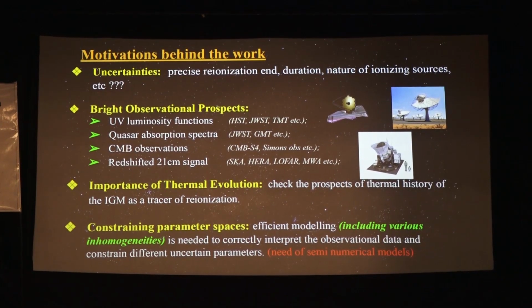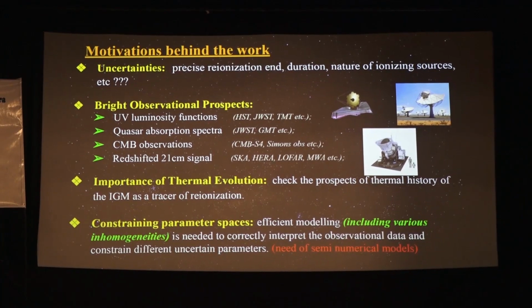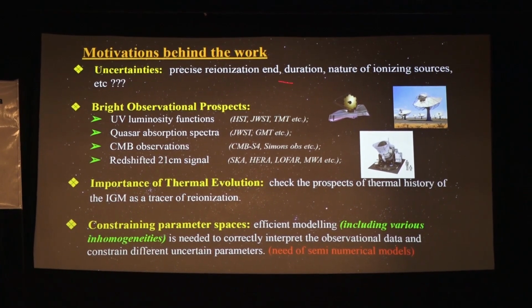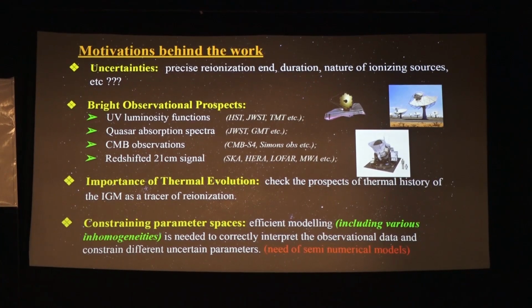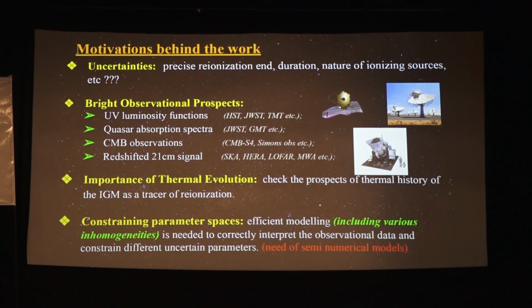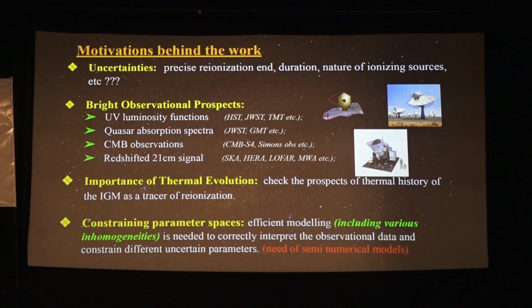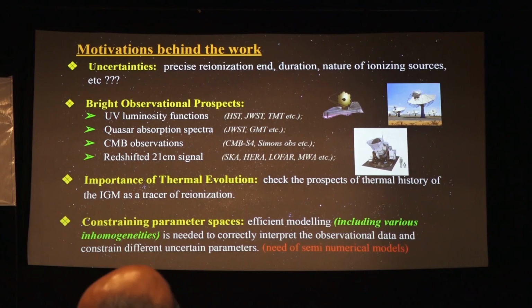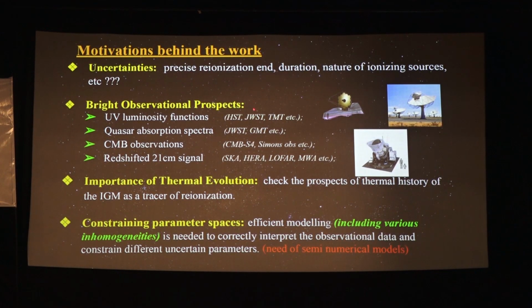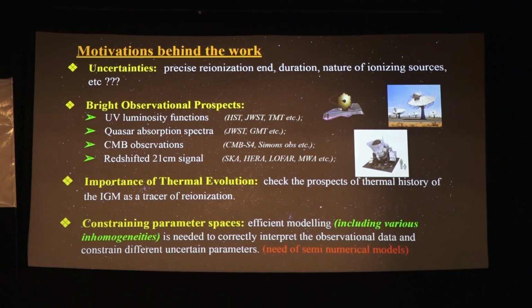We have learned a lot about reionization, but there are still a lot of unanswered questions, like the precise reionization end, the duration, how fast or slow the process was, and we are not even sure about the nature of the ionizing sources. But the advantage we have is that there are bright observational prospects spanning a variety of wavelength ranges. To give a few examples, I have listed these: the UV luminosity functions, which are already available from HST, and JWST will also give, quasar absorption spectra, CMB observations, and the well-known redshifted 21 centimeter signal.